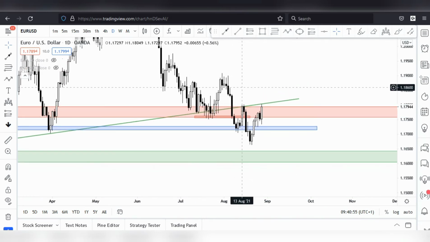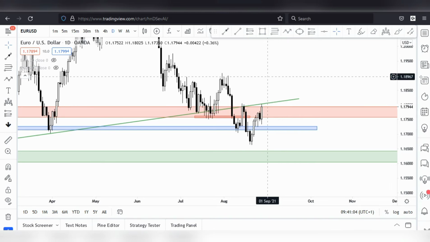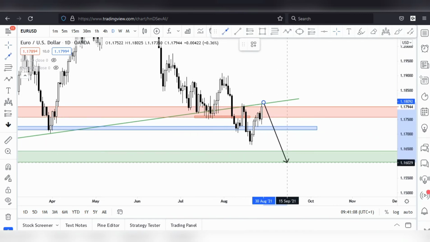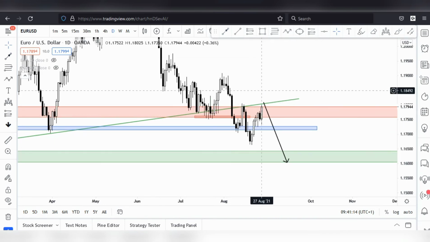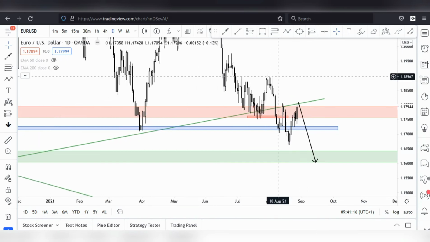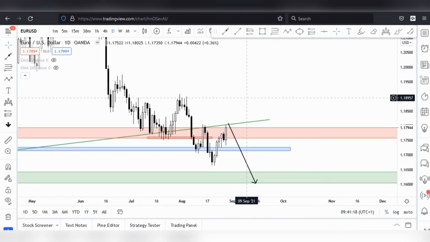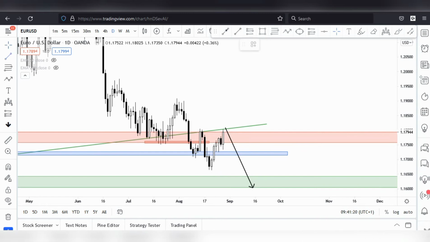Because there's a possibility that price could move in any of these directions, we should be careful how we take our trades, because there's still a possibility of a downward move all the way back here. Okay, so let's not rush into any buy trades for now and see how price reacts. So I'll be waiting for price reactions for Euro USD. I wouldn't be taking any trade on Euro USD.